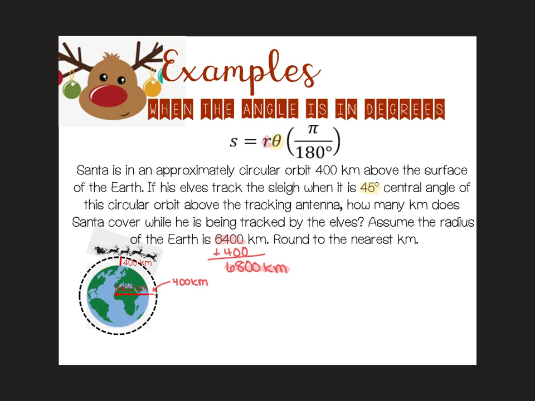And then you just plug everything in just like last time. So I have the radius, which we said is the 6,800, our angle, which is 45 degrees. This pi over 180 will convert it to radians for us. And you're more than welcome to just type that entire thing into a calculator just like I wrote it. When you type it in, you would get 5,340.7.